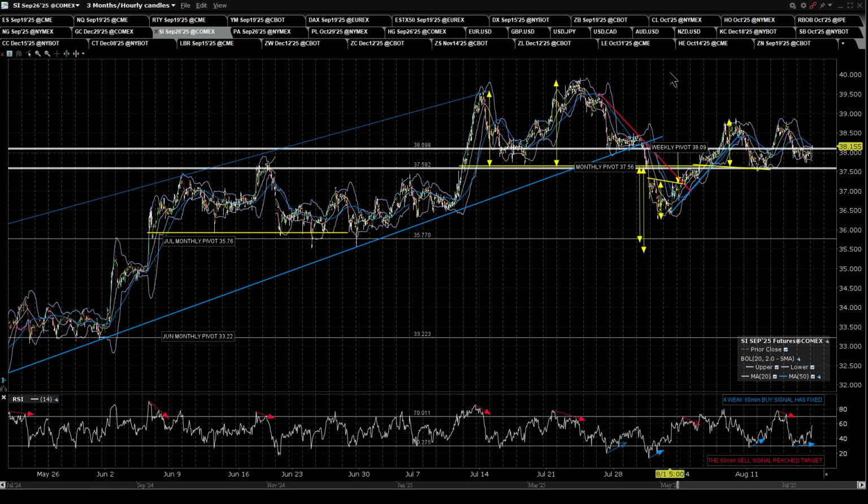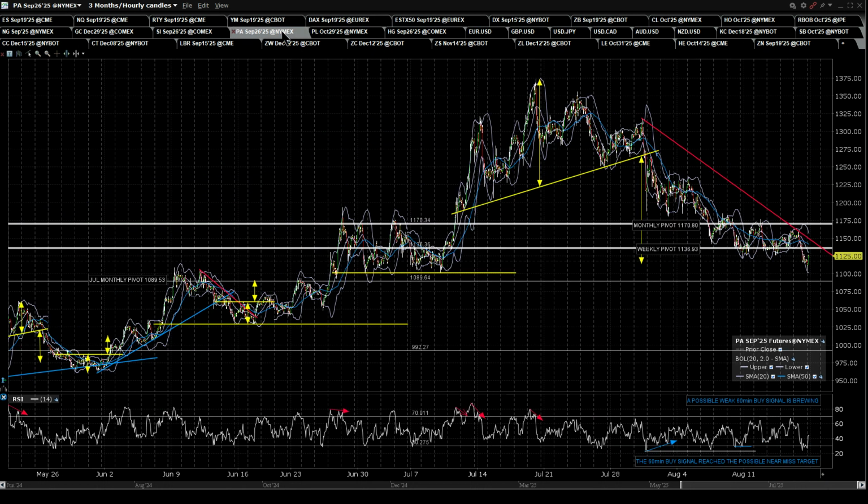Looking at SI, I would love to see a retest of this high here too, just consolidating sideways at the moment. This looks as though it leans bullish and is holding the monthly pivot as support at the moment. We've got a weak 60-minute buy signal fixed, but that isn't something that's going to get us terribly far. On palladium, when I was looking at this on Saturday, we had a possible weak 60-minute buy signal brewing, and we've got that fixed now. It kind of looks like a falling wedge, but most importantly, we've got the head and shoulders, which broke down and has now made the full target. I'm thinking we could see a bit of a counter trend rally here, waiting to see.